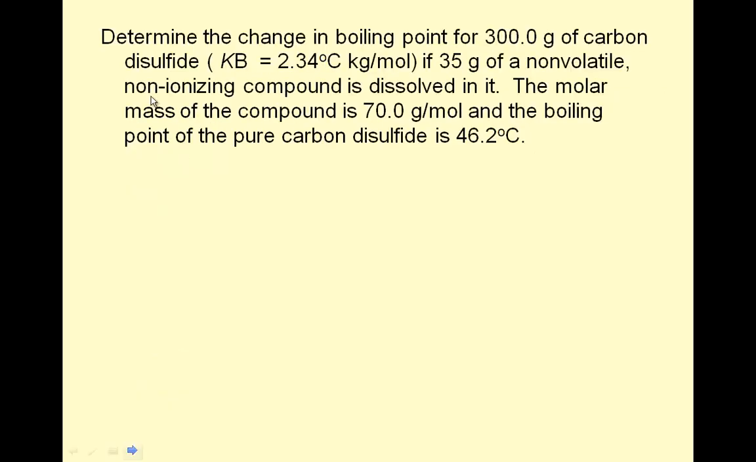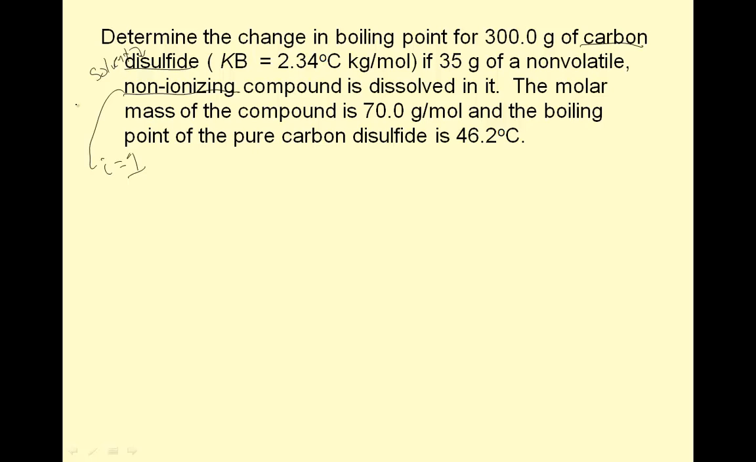Determine the change in boiling point for 300 grams of carbon disulfide. Now notice carbon disulfide is CS2, not ionic. Why is it not ionic? It starts with a non-metal, so it'll share its electrons. If 35 grams of a non-volatile, non-ionizing compound is dissolved in it, well, first of all, that's the solvent, so I made a boo-boo. This is my solvent, so I don't care if that ionizes or not. But if the solute is non-ionizing, that means i equals 1.